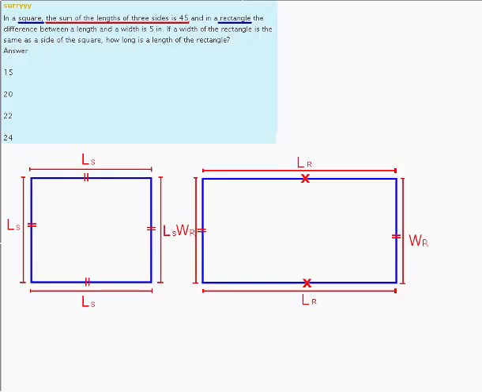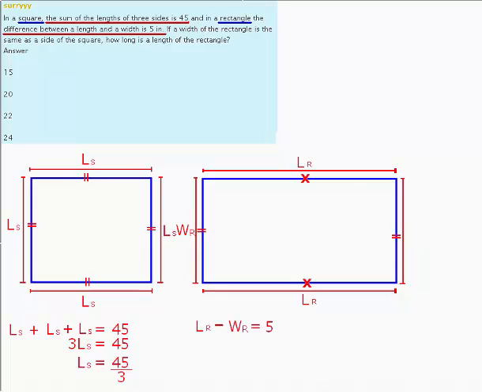We are told in the square the sum of the lengths of three sides is 45. Therefore, LS plus LS plus LS equals 45, which is simply 3LS equals 45. After dividing both sides of the equation by 3, it further reduces to LS equals 45 over 3. Next, we are told that in a rectangle, the difference between a length and a width is 5 inches. Therefore, LR minus WR equals 5.